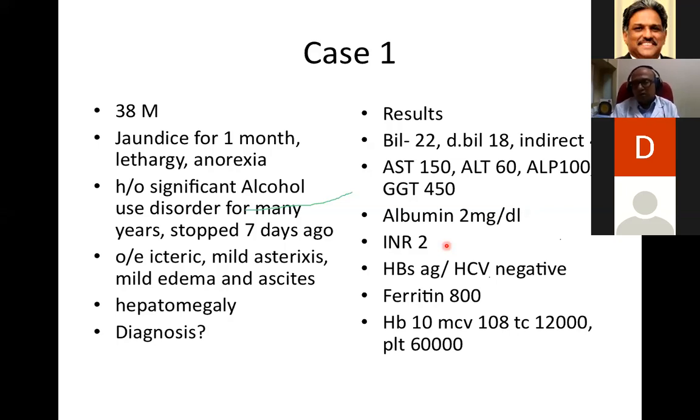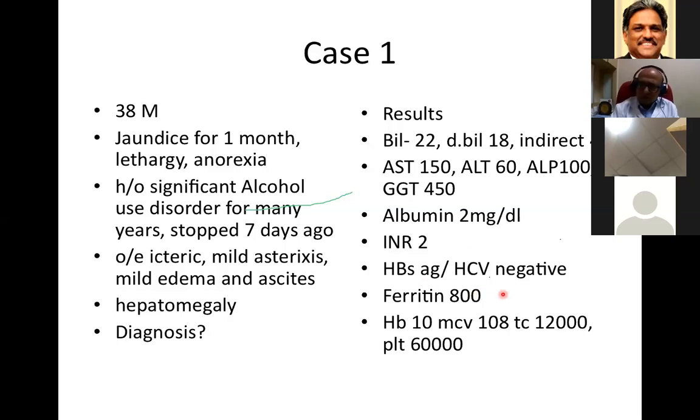And there are other scoring systems for alcoholic hepatitis. There are multiple scoring systems, and INR and bilirubin are important components of all of them. So in this particular case, he's going to have a discriminant function of more than 32 because of a very high bilirubin and a high INR. So this gives us mortality of almost 50% at 30 days.